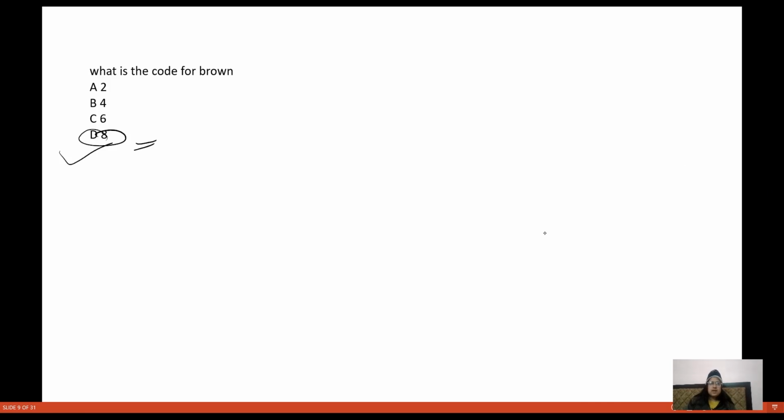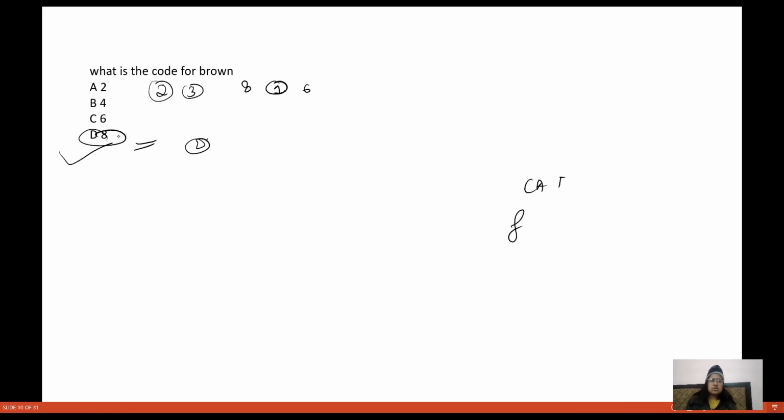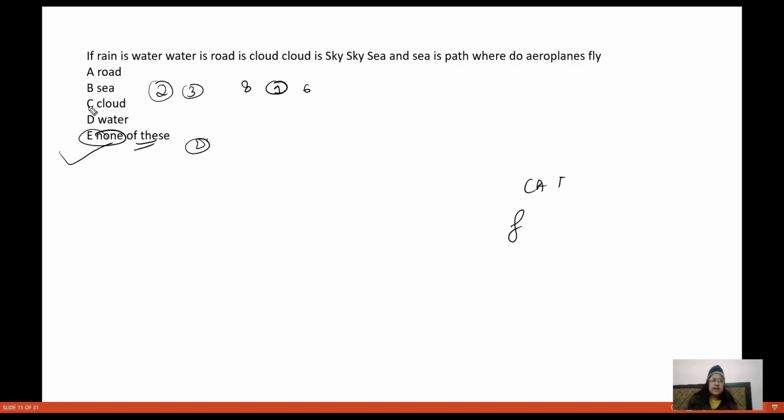Now the code for brown. Did we find the code for brown? Yes, we did. What was the code for brown? If you see, our cat was 6, frightened was 8, da was 1, dog was I think 3, so brown is 2 only. You can see here also brown is there and 2 is also there. So our code for brown is 2 only. Then we get 2 here.